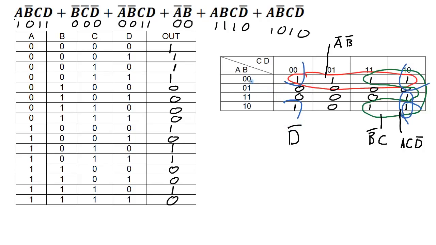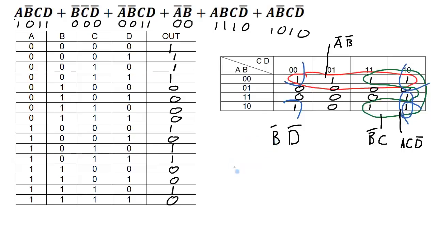Now looking at the rows that this four corner grouping is in, A is 0 for this row, A is 1 for that row, so A is changing. A won't be part of it. B is 0 for this row, B is 0 for that row, so B stays the same, and it will be not B.